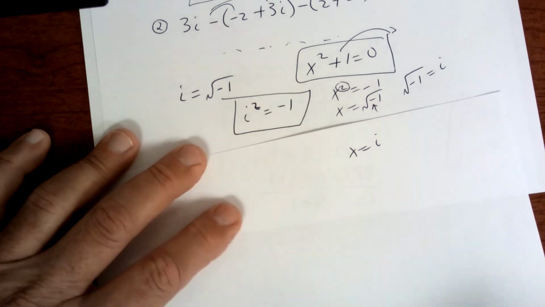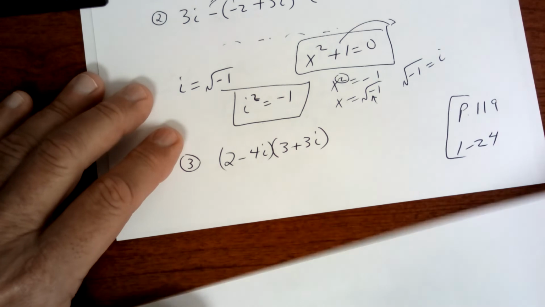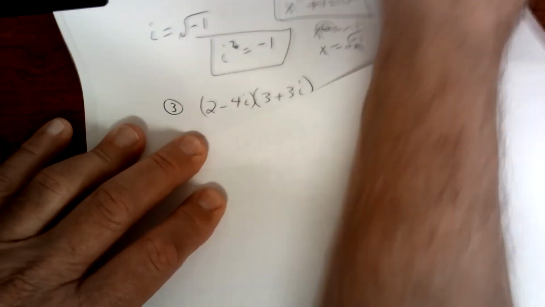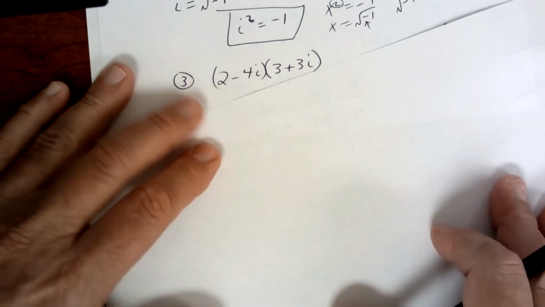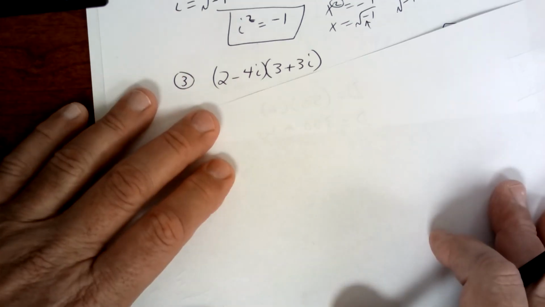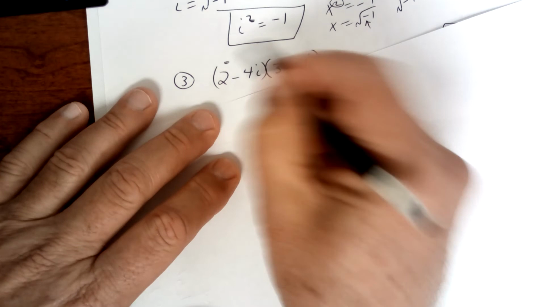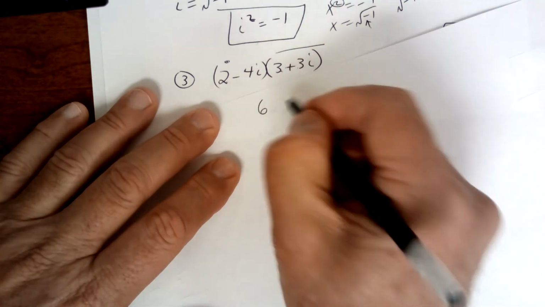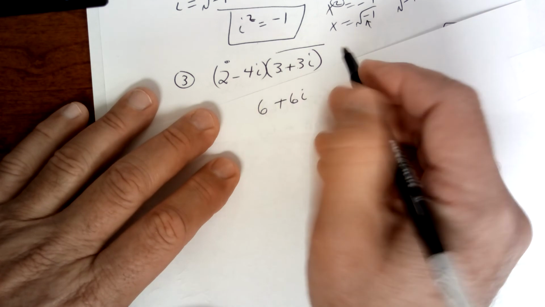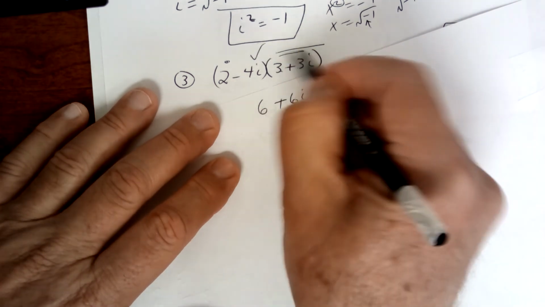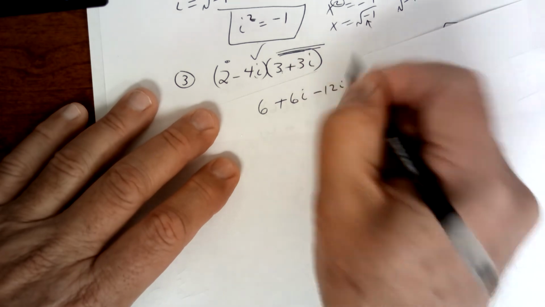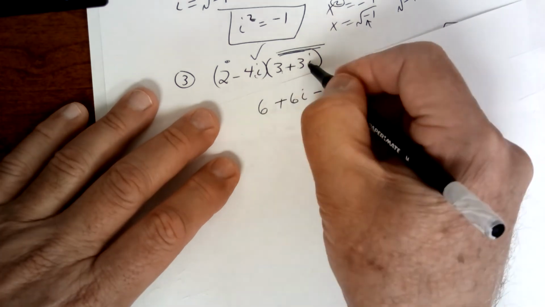Okay, so let's take a look at this one right here before I get into it. Copy this down. You're going to do FOIL, and you slide this up the side of that. Okay, so to do FOIL, you're going to do 2 to both of these. So 2 times 3 is 6. 2 times 3i is going to be plus 6i. Then you're going to take this one to both of these. So you're going to get a negative 12i. And then here you're going to get a negative 12i squared.